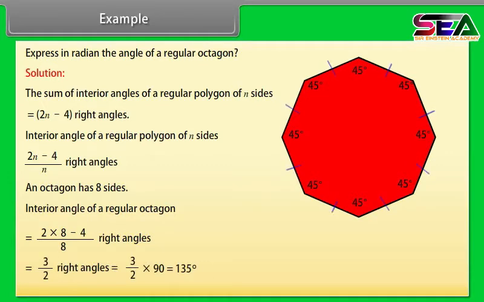3 by 2 right angles is equal to 3 by 2 into 90, which is equal to 135 degrees. 180 degrees is equal to pi radians. 135 degrees is equal to pi by 180 into 135 radians, which is equal to 3 pi by 4 radians.